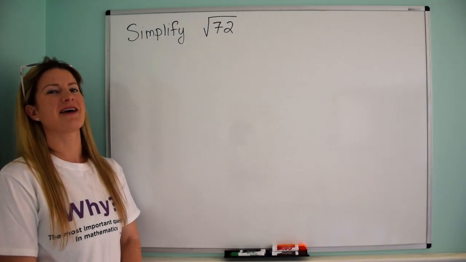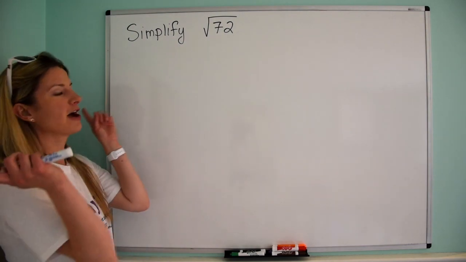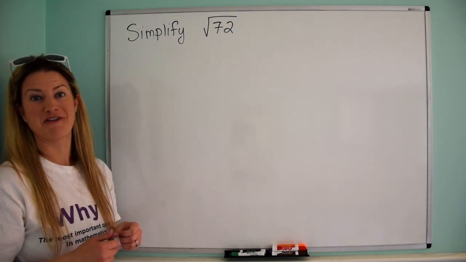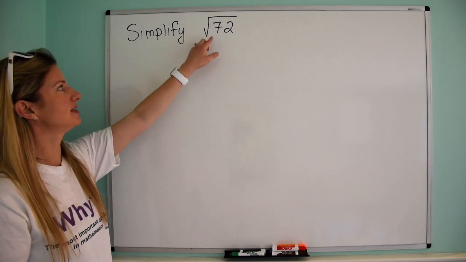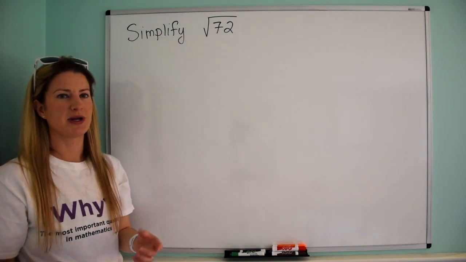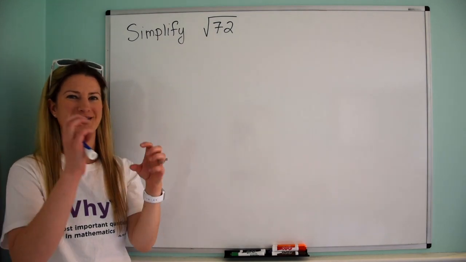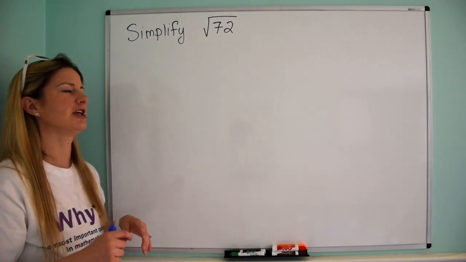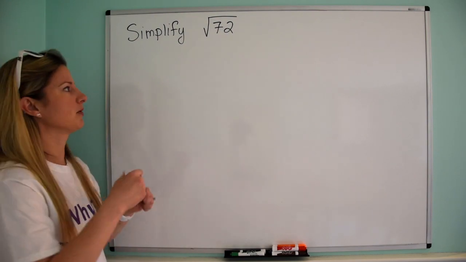Hey everyone, I'm Ms. Milkowski, the mathematician, and today we're going to talk about radicals and simplifying them. Specifically, how do we simplify the square root of 72? So I'm going to show you two different ways. There's technically maybe a third way, because one of the ways has kind of two ways you can approach it, okay?